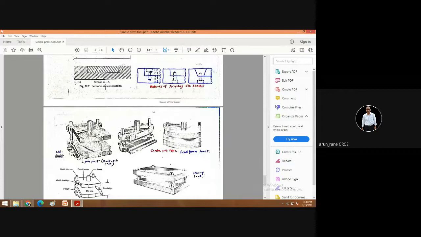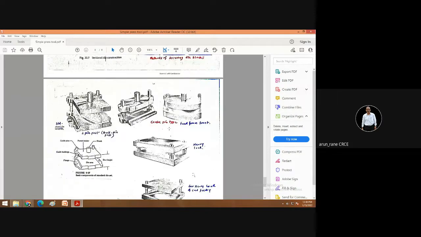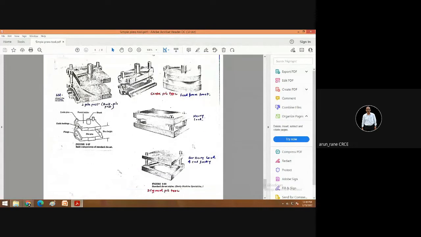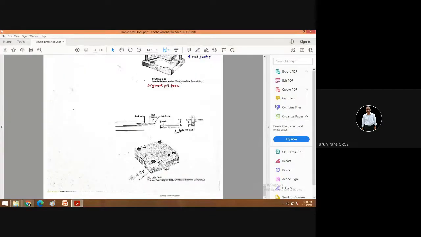You can fix it from the top, from this bottom, like this. This is a screw. These are the standard die sets which are available in the market. Market में available है standard die sets. Okay. These are the pillars. So हम लोग ये पूरा मार्केट में से लेके आते हैं and we concentrate only on the punch and the die. These are the stops which I said that we use.